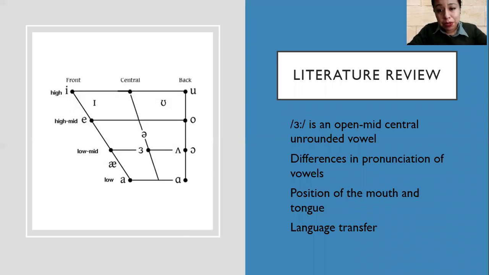For the second phoneme in question, it is an open mid-central unrounded vowel. What is that? The open mid-central refers to the tongue being at the center of the mouth, and there is some type of tension to the tongue. As we can see here in the diagram, let me point it out, the symbol is here in the middle, so it's central mid. That's the function that this sound has when it's produced.